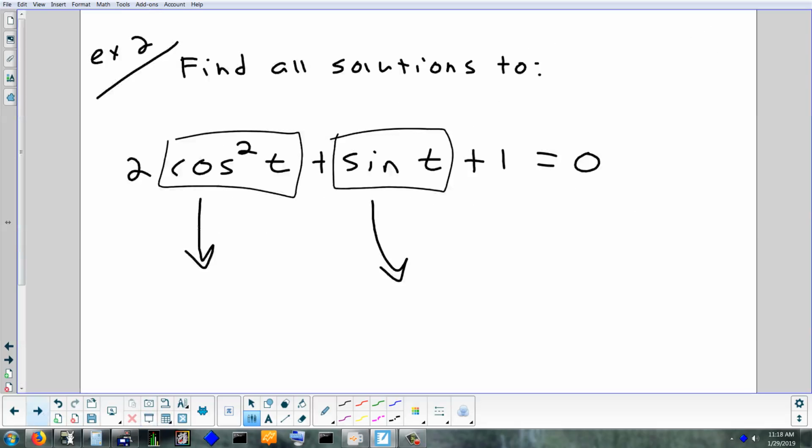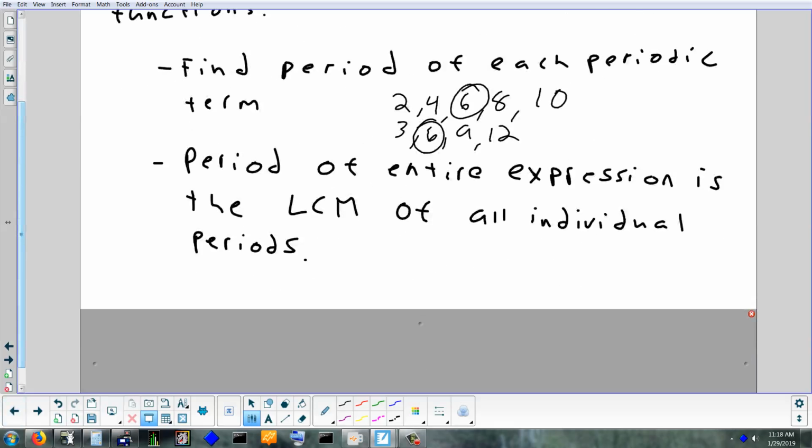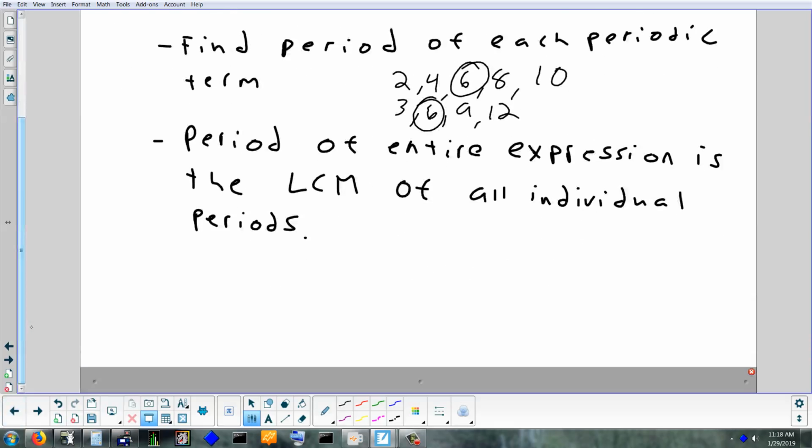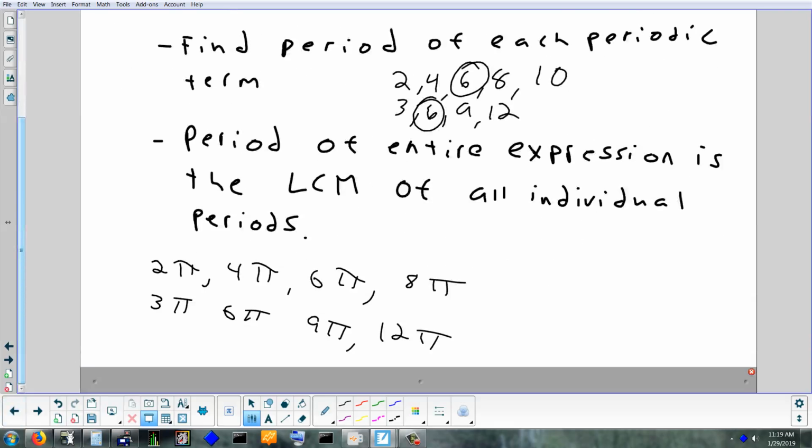Is there a question? Yeah, for the LCM, for the pi's, do you just leave it? Yeah, so let's say one of your functions had a period of 2 pi. Here are the multiples of 2 pi. And then let's say another one had a period of 3 pi. So 3 pi, 6 pi, 9 pi. If those were my periods, I would say the LCM here is 6 pi. That's the lowest common multiple of pi they both have in common, and that would be the period.